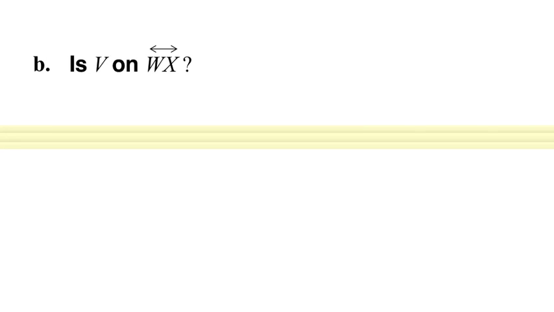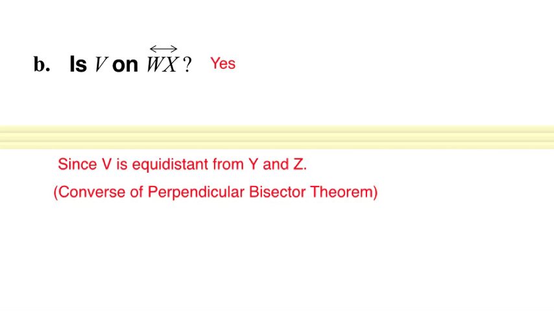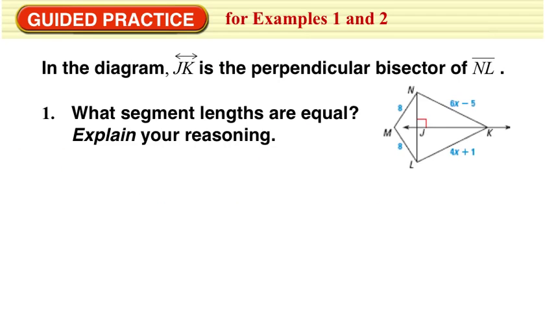Next, we're asked if V is on line WX. Let me start by saying the answer is yes, and here's the reasoning. V is equidistant from Y and Z, and actually this is the converse of the perpendicular bisector theorem. So if you're asked this type of question, is that point on that line, then you would say yes by the converse of the perpendicular bisector theorem.